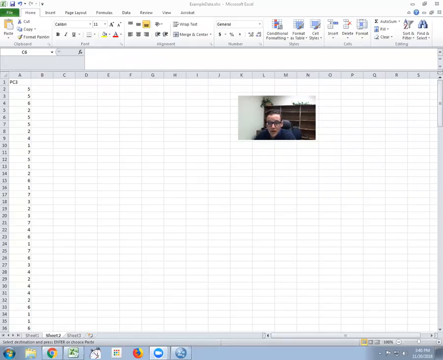is identify what your highest value is. Now sometimes you'll know this right off the bat because you'll know the highest possible value in your scale. So if you had participants respond on a scale from 1 to 7, you know that the highest value is 7. But if you don't know, then you can use Excel to figure that out fairly easily.